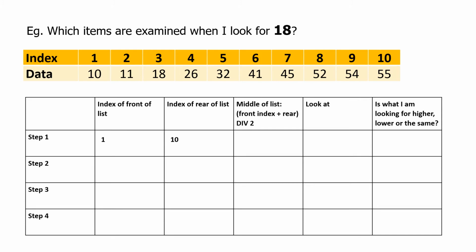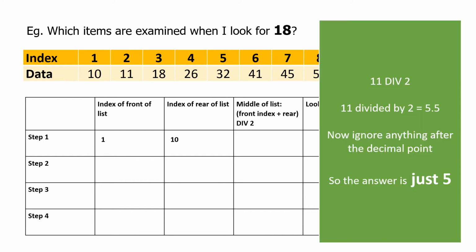So now we need to work out what the middle of the list is. To do this we need to add together the front and the rear index. So we're going to add together these two numbers, so 1 added to 10. And then we perform the div function, div 2. Now this is not just a straightforward divide. This is where we divide the number by 2 and we take away anything after the decimal point.